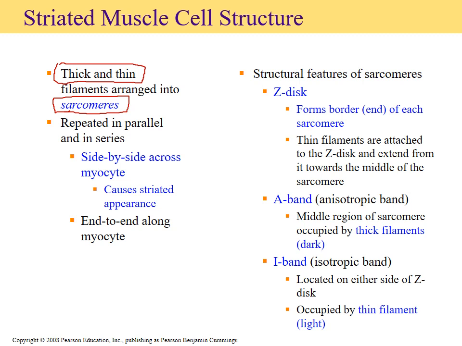A stands for dark. The I band will be a region where you mostly have your thin filaments, and as you have thin filaments, more light can pass through, which means that it stains in a lighter pattern, thereby creating the I band. So A is for dark, which is mostly going to be thick filaments, and I is for light, which will be mostly your thin filaments.